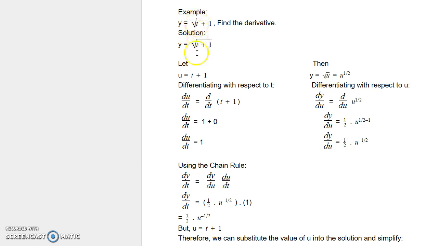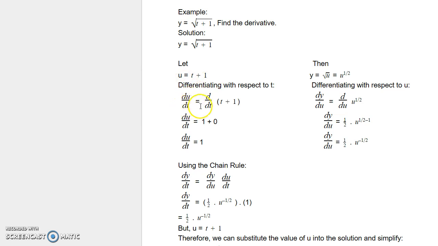Let's call the inside function u. Therefore, u will be equal to t plus 1. And then the outside function automatically we can write as the square root of u. So we can express the radical term as an exponent as shown here. We can write square root of u as equal to u to the power of 1/2. We have two functions now. u is a function of t and y is a function of u. We can differentiate the u function with respect to t. We can differentiate the y function with respect to u.